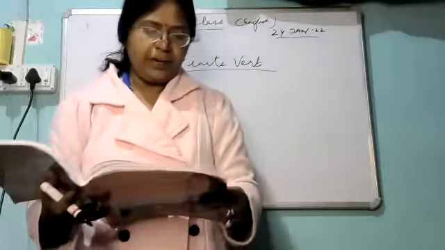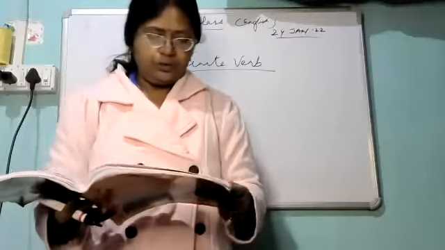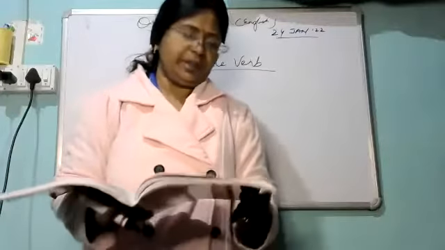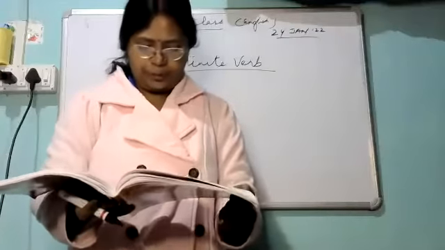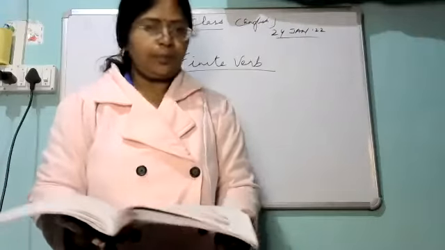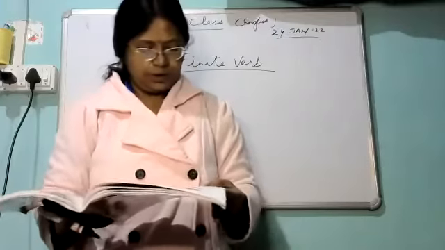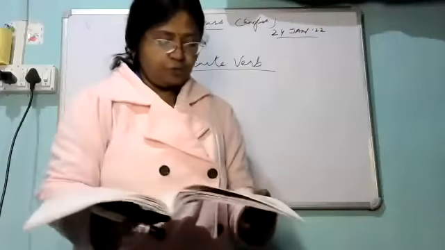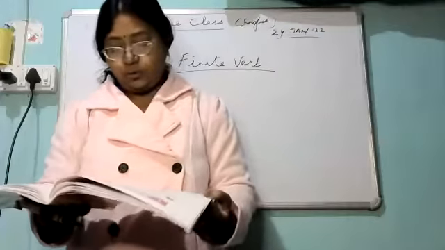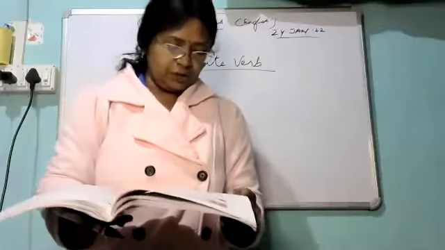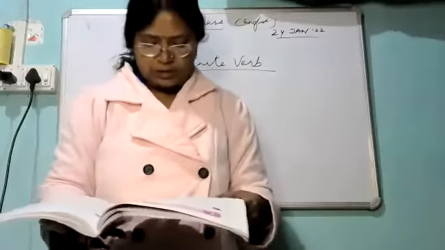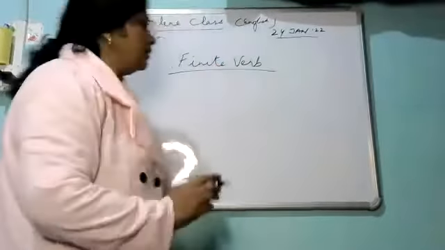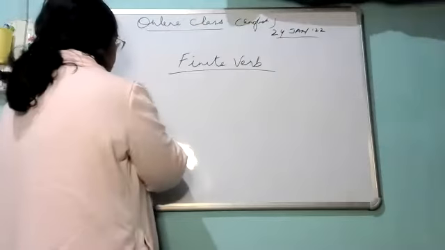Now, worksheet number one. What should we do? Should we do all the worksheets of subject verb agreement, or should we do directly the points to be remembered? Okay. So, what is the first point? When the subject consists of two or more nouns or pronouns joined by and, a plural verb is used. Means, what is point number one? Plural subject. Point number one to be learned.